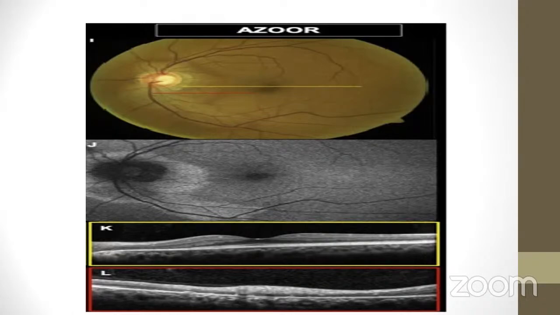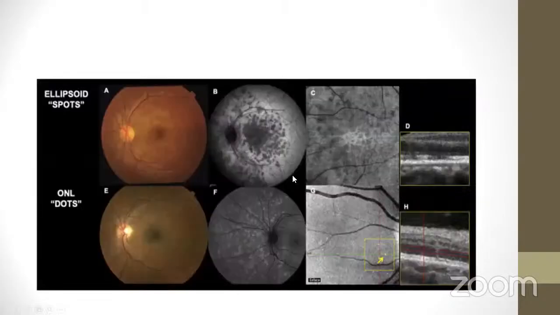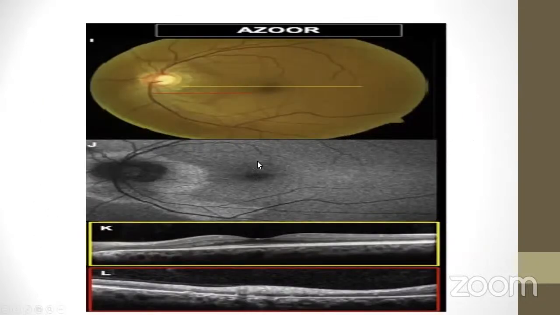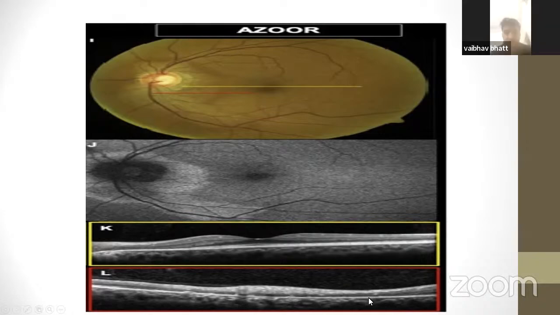And these, K and L, correspond to these areas. L is actually showing a section below the fovea. You see that there are again different areas in this, but it is not going through the fovea. It is just below the fovea. But again it is showing those changes of outer retinal thinning and distortion seen in AZOOR.